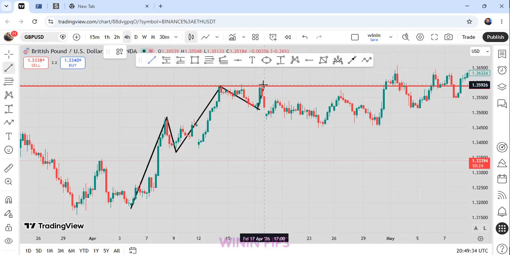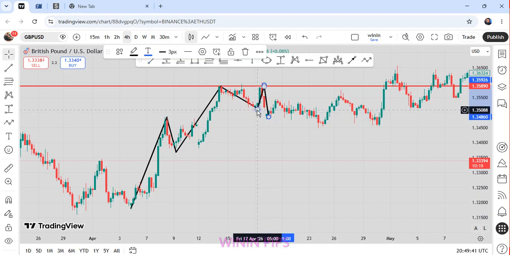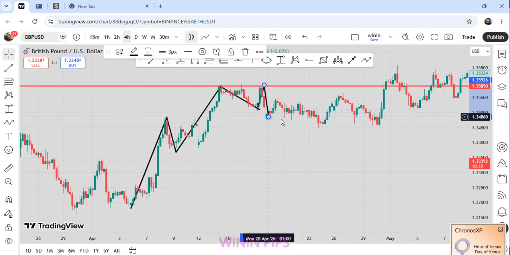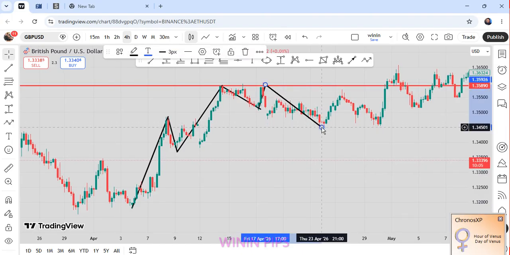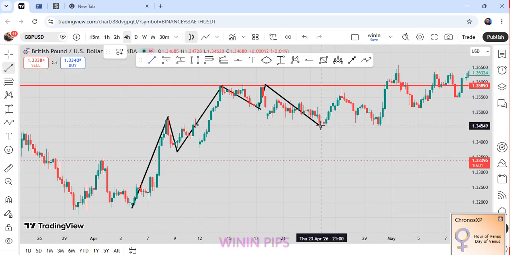Now from here, it came down, and you could see that it has broken our low. So instead of higher lows, you now have a lower low, and this low is lower than this. You can even bring it here, since you don't have much structure there. So let's consider it to be here. So let's move on.